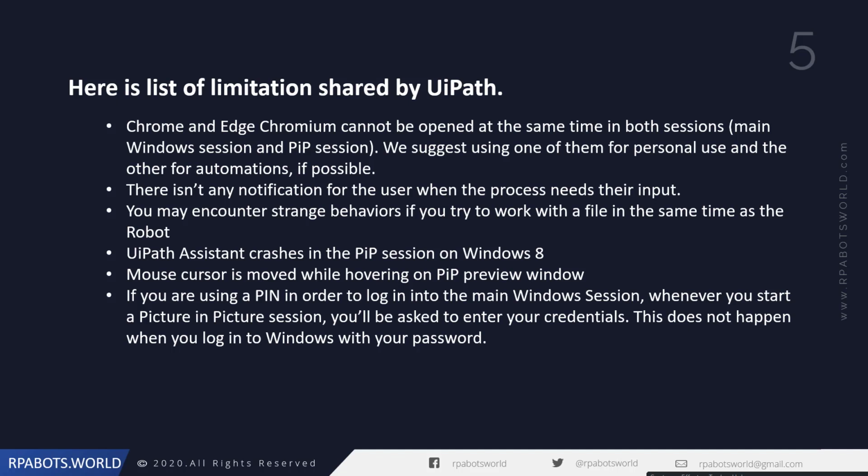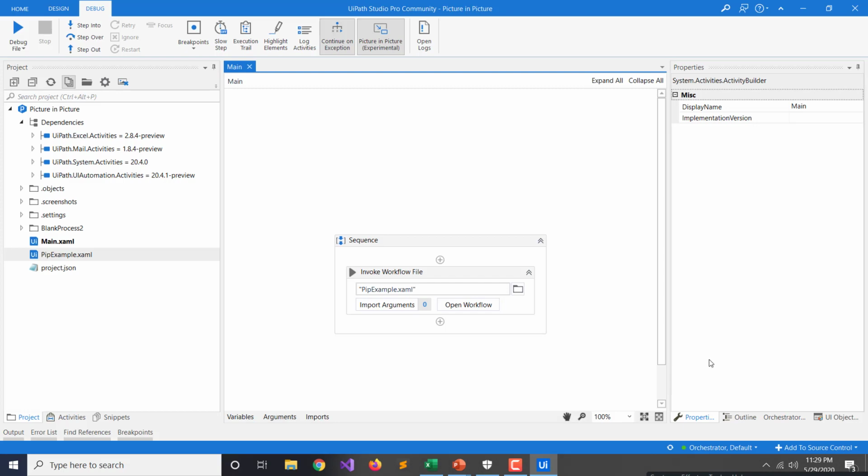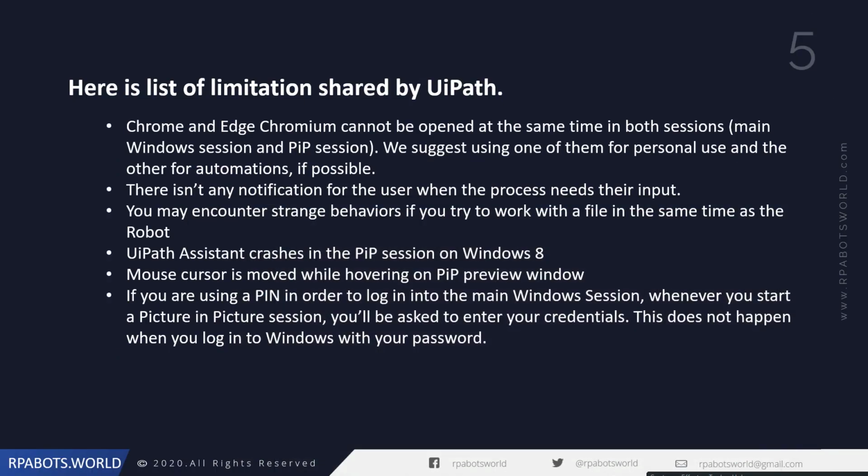You may encounter strange behavior if you try to work with a file at the same time as the robot. So say for example you are working on an Excel sheet and the same Excel sheet is being used by the robot, then you might face some challenges. I have faced this challenge, and in one of the scenarios the file got corrupted. So I request you, in case you are working on the same file, do not use it at the same time.